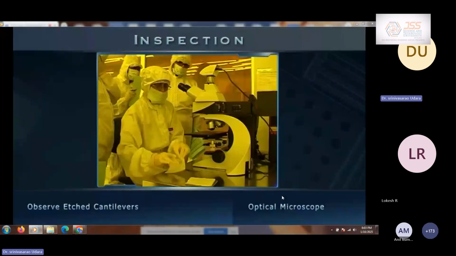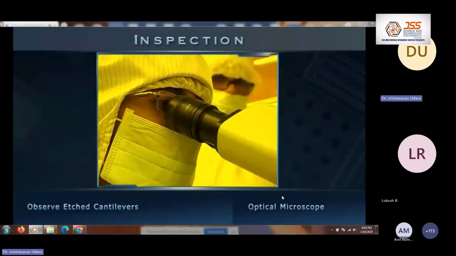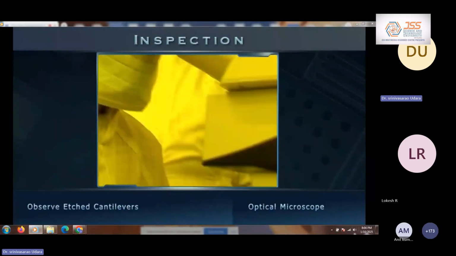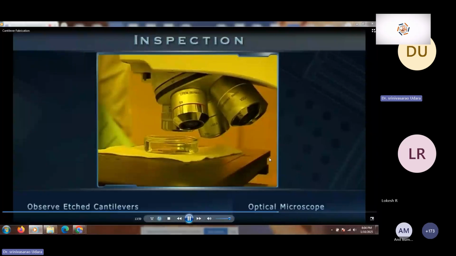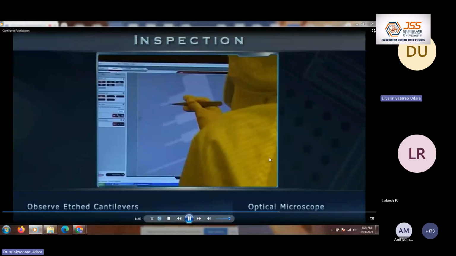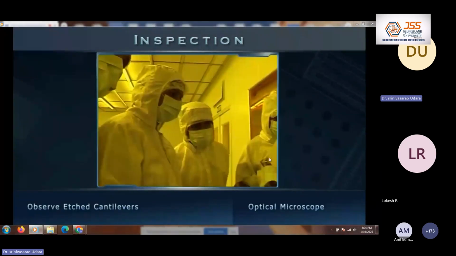To inspect the released cantilevers, we move to the lithography bay, which has the Leica microscope. The inspection must be carried out on submerged wafers from the previous step to avoid stiction. The release is confirmed by noticing that the cantilever and the substrate require differential focusing.